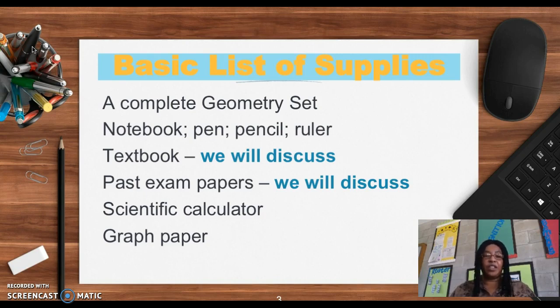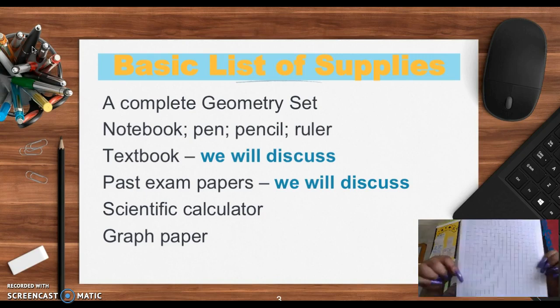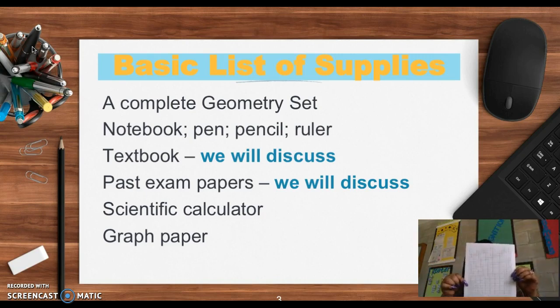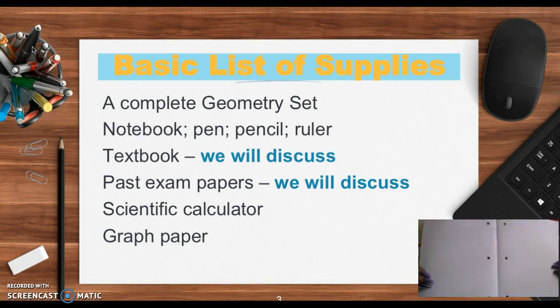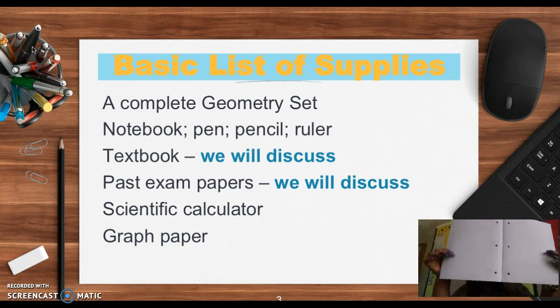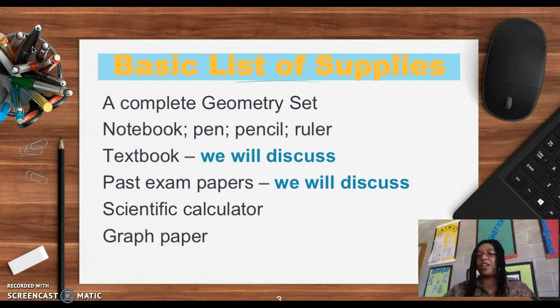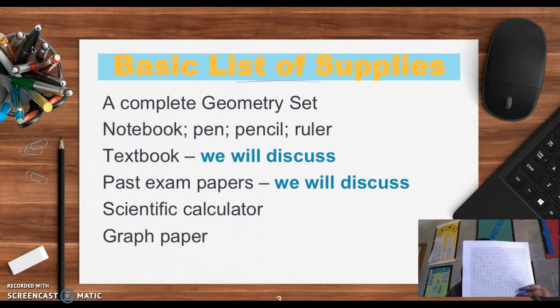A scientific calculator for those students who are grades 10 through 12. And finally, graph paper. And a sample of the graph paper is, this is what the graph paper looks like. Okay? Not grid lines. This is unacceptable. All right? Graph paper.